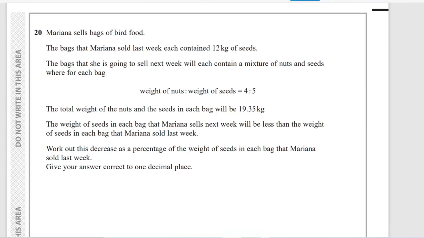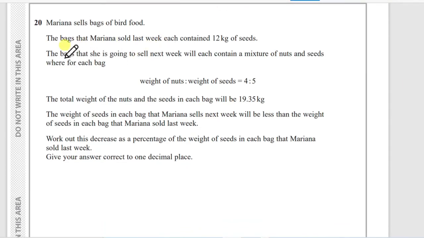That's good news. Now, Mariana sells bags of bird food. The bags that Mariana sold last week each contain 12 kg of seeds. Okay, let's check that out. The bags that she is going to sell next week will each contain a mixture of nuts and seeds. For each bag, the ratio of the weight of nuts to the weight of seeds is 4 to 5. Okay, so what that means, if you add them up, you get a total of 9 parts. We know 4 parts are nuts and 5 parts are seeds. The total weight of the nuts and the seeds in each bag will be 19.35 kg.